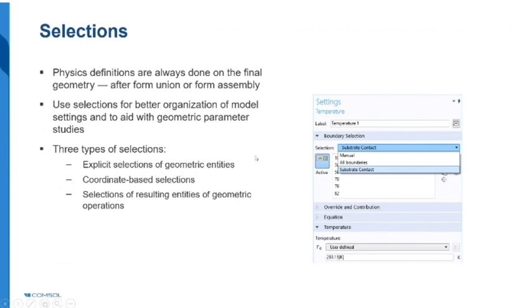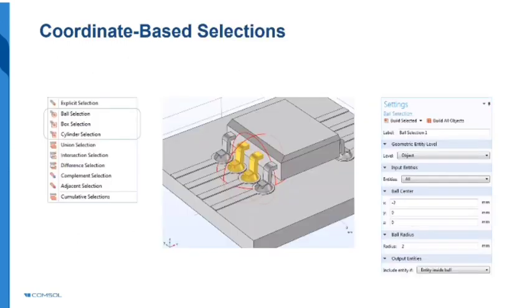So there are three different types of selections. The explicit selections means, as I showed you, that you can explicitly select the geometric entity and create selections. Or you can have a coordinate based selection, or you can also create selections based upon the geometric operations. The last bit I will show you during our hands-on session as well. The coordinate based selection is nothing but that you can create some virtual ball or box, and the entities which are included in that virtual ball or box will be selected under that particular selection itself.